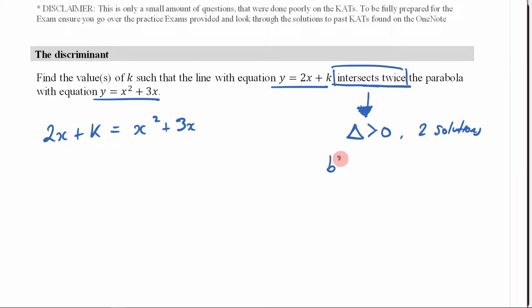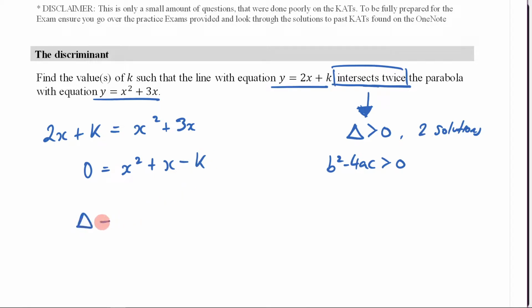Now, what we need to do is find out where the discriminant, which is b squared minus 4ac, is greater than 0. So I need to figure out a, b, and c. So what am I going to have to do here? I'm going to have to rearrange. This is going to become x squared. Now I'm going to minus 2x over, which will become x. And then I'm going to minus k over, so minus k.